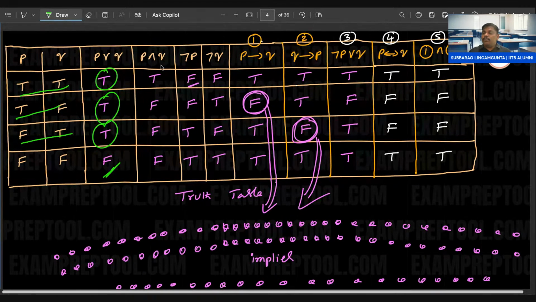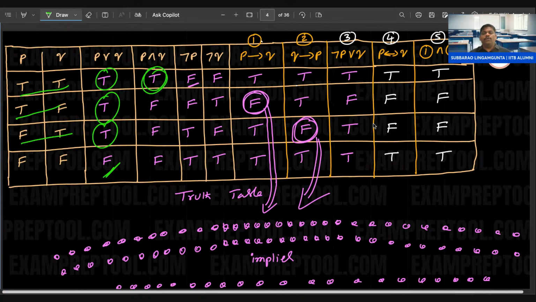What is the meaning of P AND Q? Both should be true, otherwise false. Negation P is the reverse of P. P true means negation P is false. Q true means negation Q is false. Everyone try to understand here.